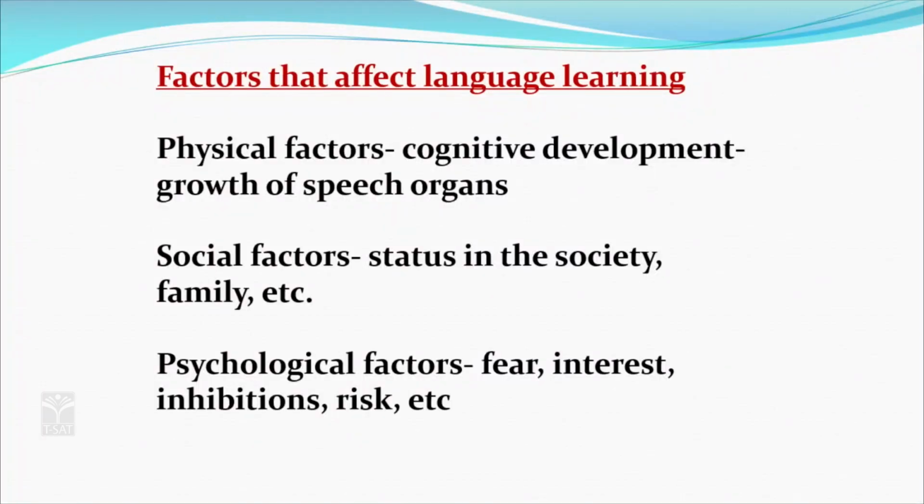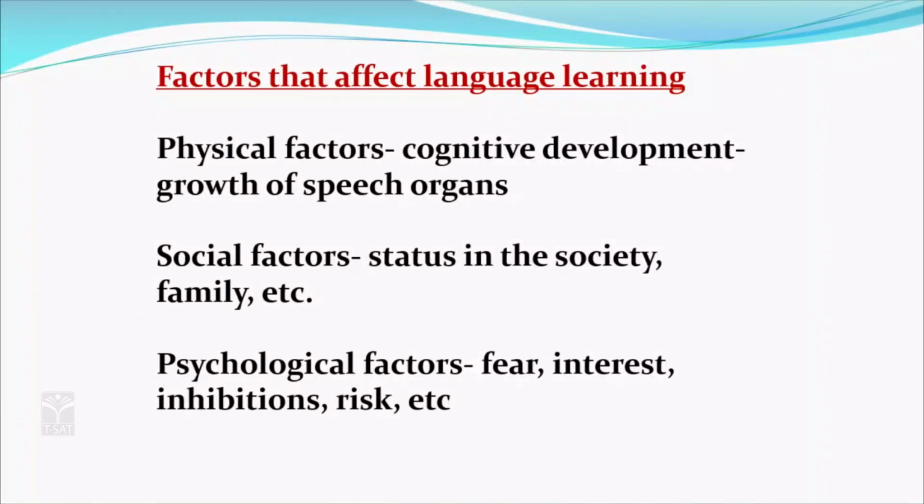The first thing is, language is a human phenomenon. Our speech organs contribute to the production of language. So, if there are any disorders, our language production may not be so good. It could be cognitive development and the growth of speech organs. Sometimes people stammer. It's a disability which is related to physical factors, and the other one is social factors, status in the society and family. And very important in language teaching is psychological factors.